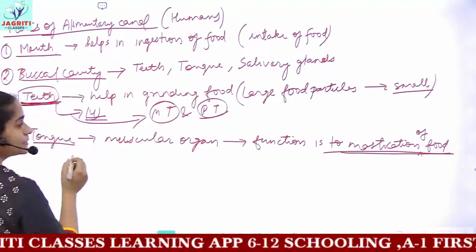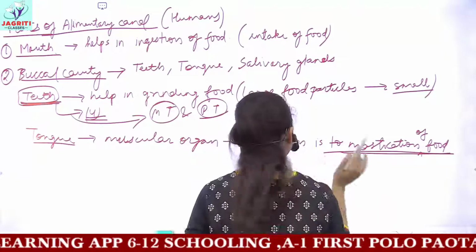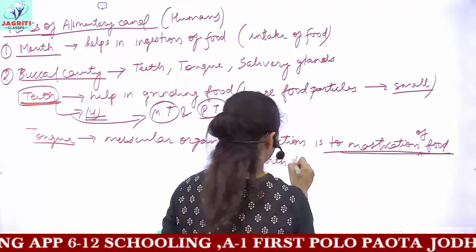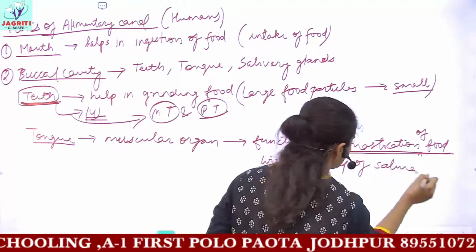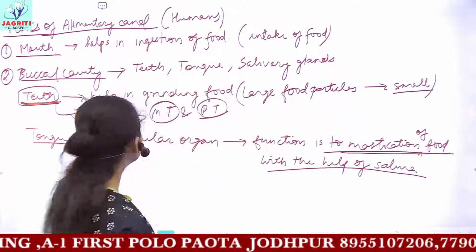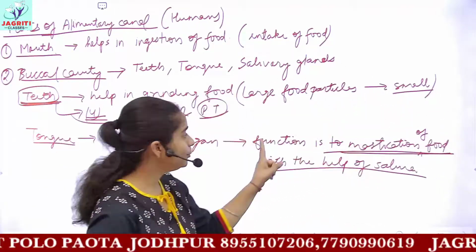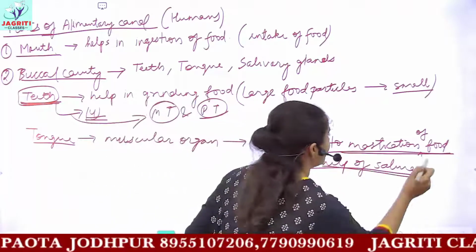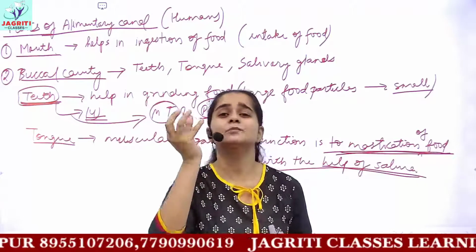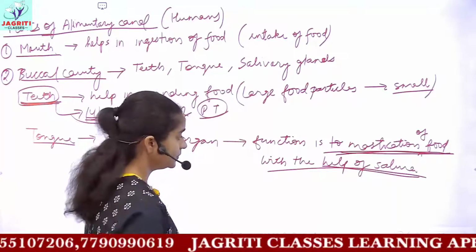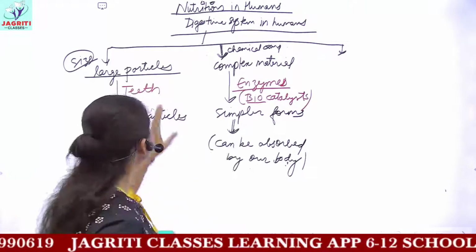How does the tongue help in the mastication of food? With the help of saliva. Function is to masticate the food with the help of saliva. That is, the teeth converted your large food particles into smaller food particles. These smaller food particles, with the help of saliva and tongue, convert into a spherical round form, that is a very smooth form, a ball-like structure.